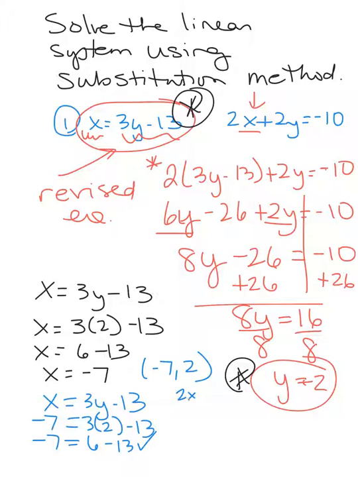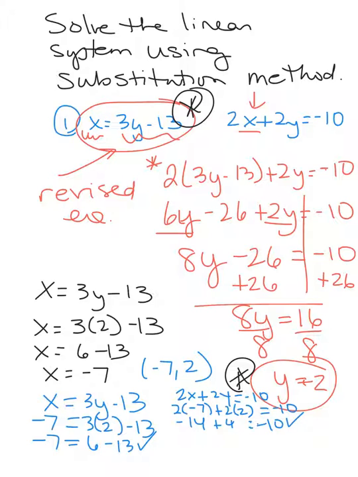So I have 2x plus 2y is equal to negative 10. I'll substitute my values in, so I have 2 times negative 7 plus 2 times 2 is equal to negative 10. So it gives me negative 14 plus 4 is equal to negative 10, which is a true statement.